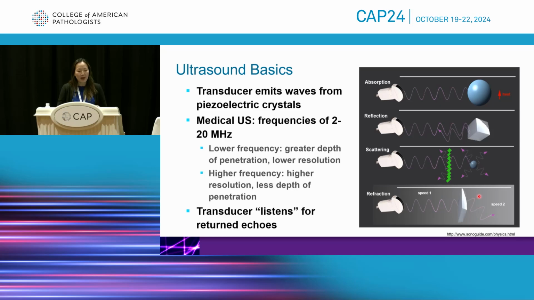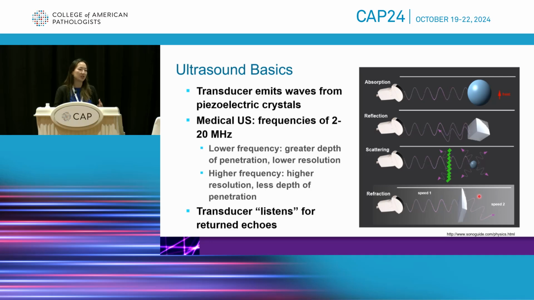And usually for medical ultrasound, you end up in the frequencies of 2 to 20 megahertz. The important thing to know about this is that lower frequencies are going to give you greater depth of penetration, but lower resolution. Whereas for higher frequencies, you're going to get higher resolution, but the waves aren't going to penetrate as much. So depending on what your application is, you might want to use different frequencies.